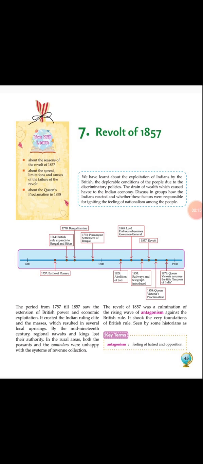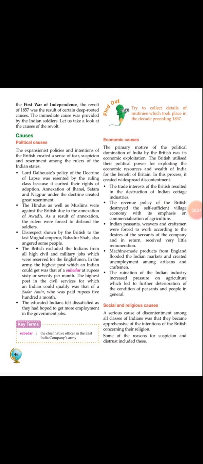And you know that we are discussing chapter number 7, Revolt of 1857, in the previous video. Today we also discuss chapter 7 of Revolt of 1857. In the previous video we discussed the causes of the revolt of 1857: political causes, economic causes, social and religious causes, military causes, and immediate causes. All these we have discussed in the previous video.